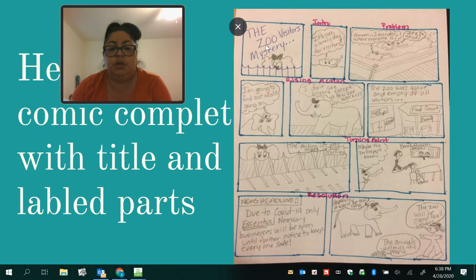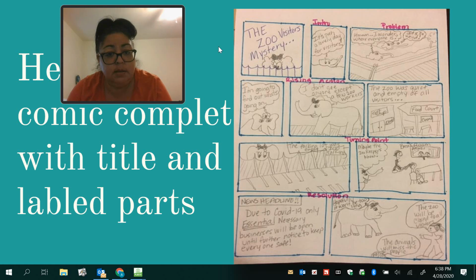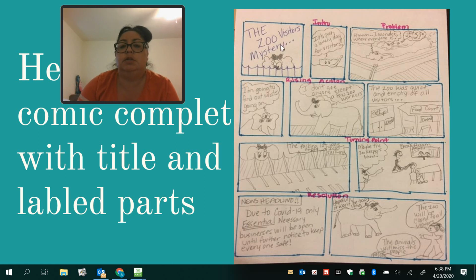Your first square should include the title of your comic. Okay? It should be related to the main idea of your story. Now, my story is about Penelope, yes. However, you see, she's not in the title of the comic. She has something she's trying to find out. And she wants to know why there's no visitors at the zoo. So my title is The Zoo Visitors Mystery.